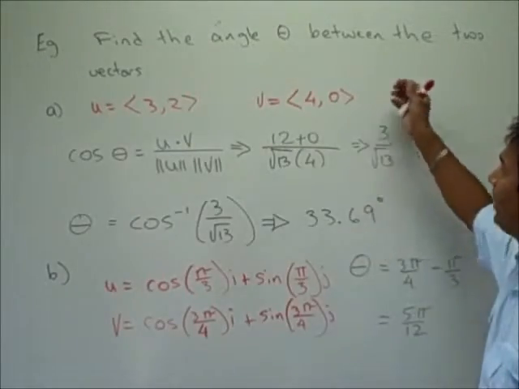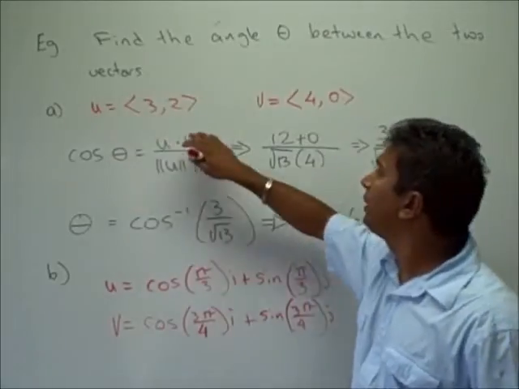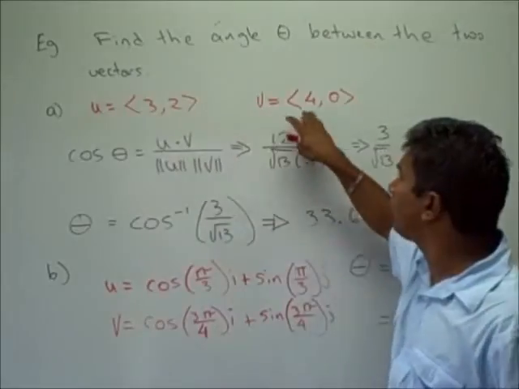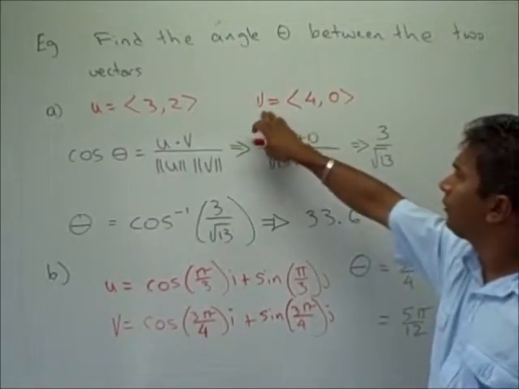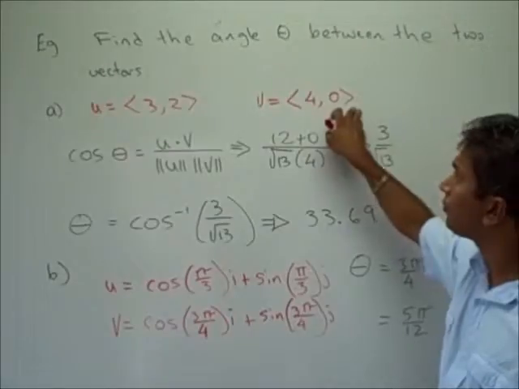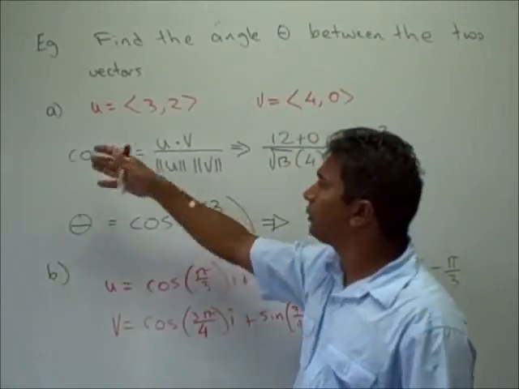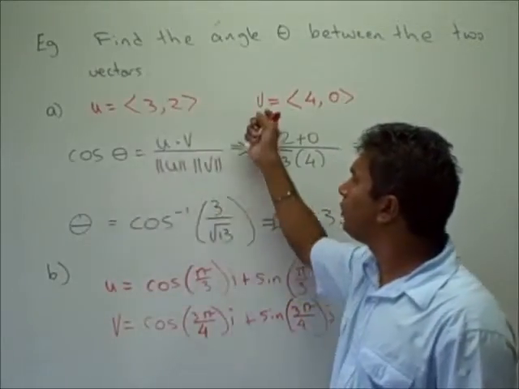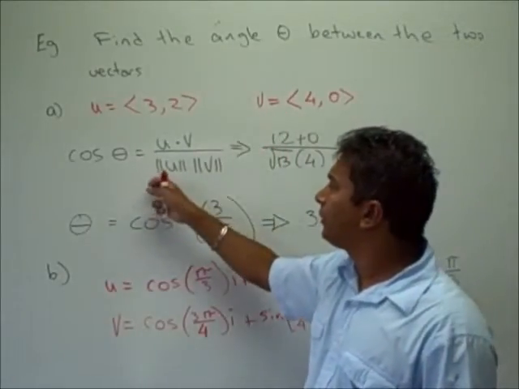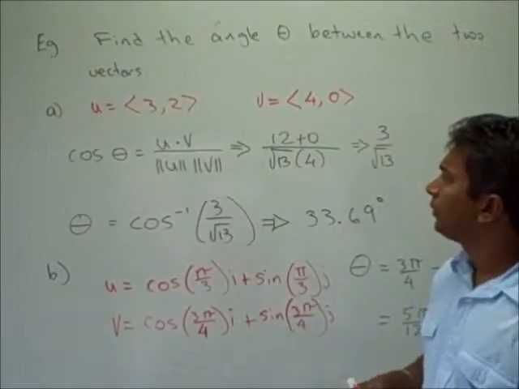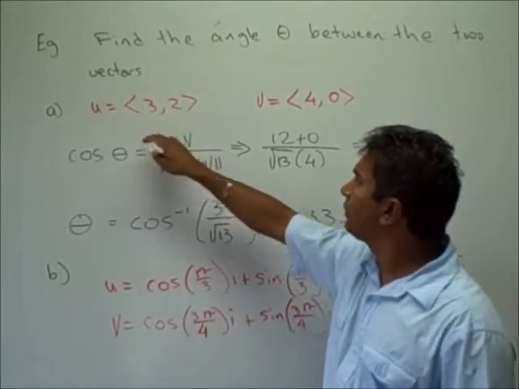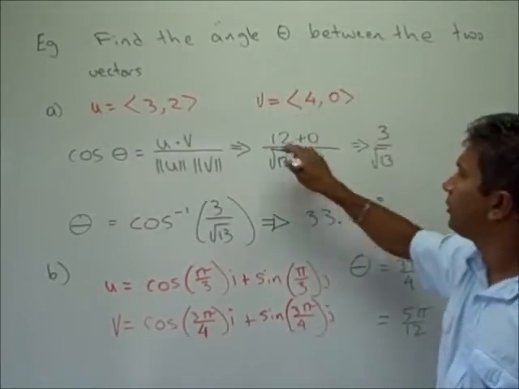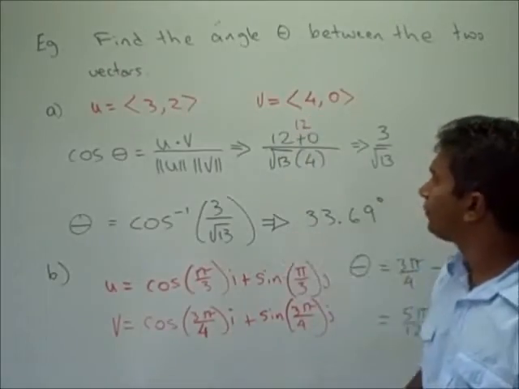So here we're being asked to find the angle between vector u and vector v. We're told that the component form of u is 3, 2, and the component form of vector v is 4, 0. To find the angle theta, we can use this formula: cosine of theta is equal to the dot product of the two vectors u and v divided by the product of their magnitudes. So if we find the dot product of u and v first, this will be 3 times 4, which is 12, plus 2 times 0. So this simplifies to give us 12.